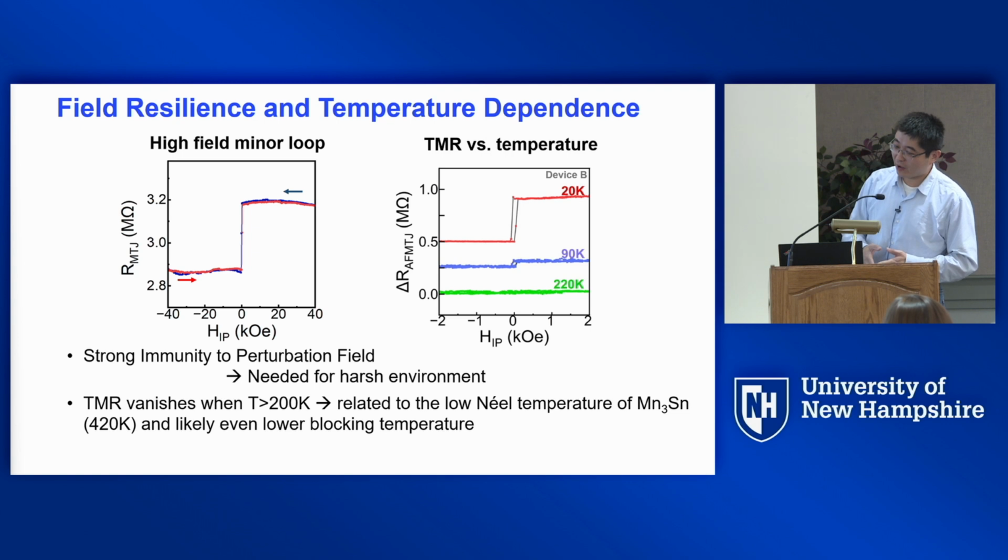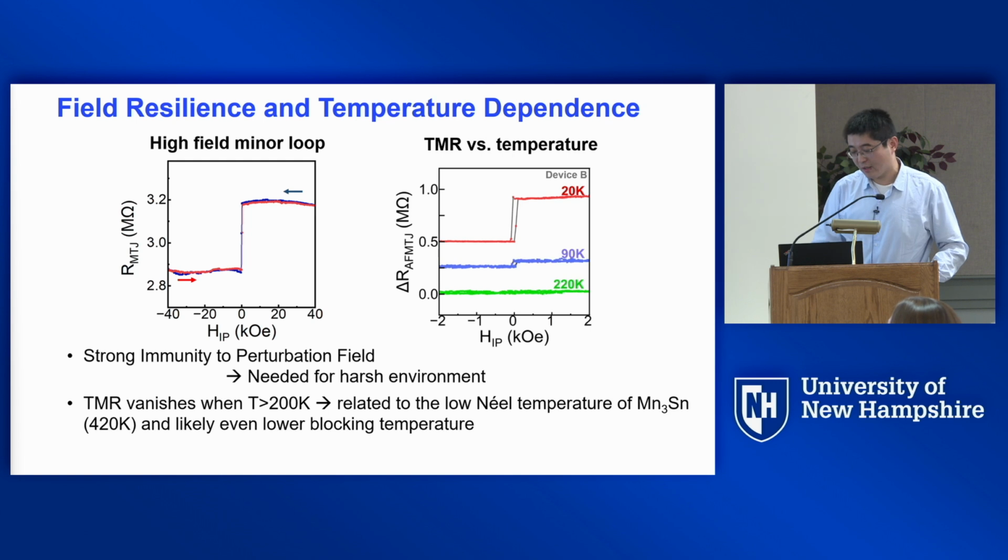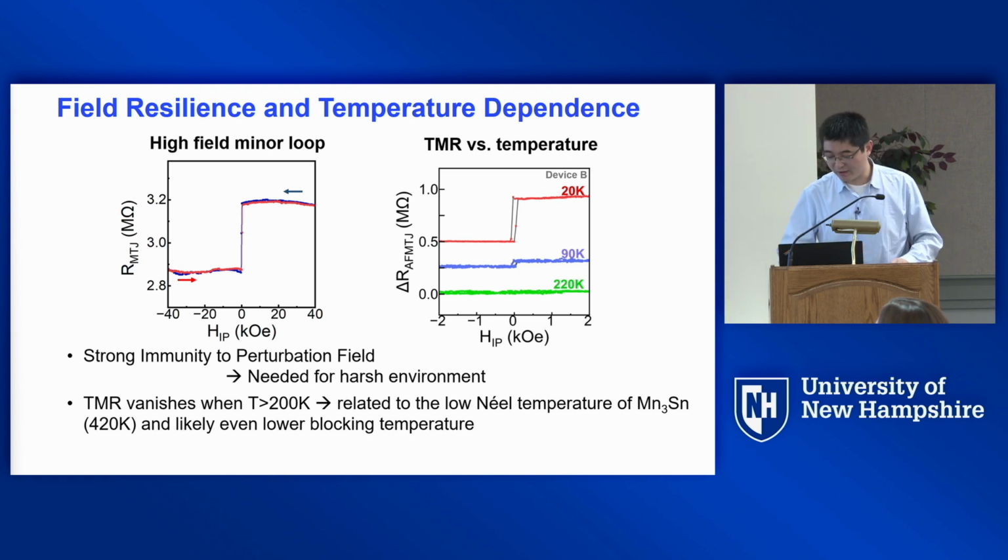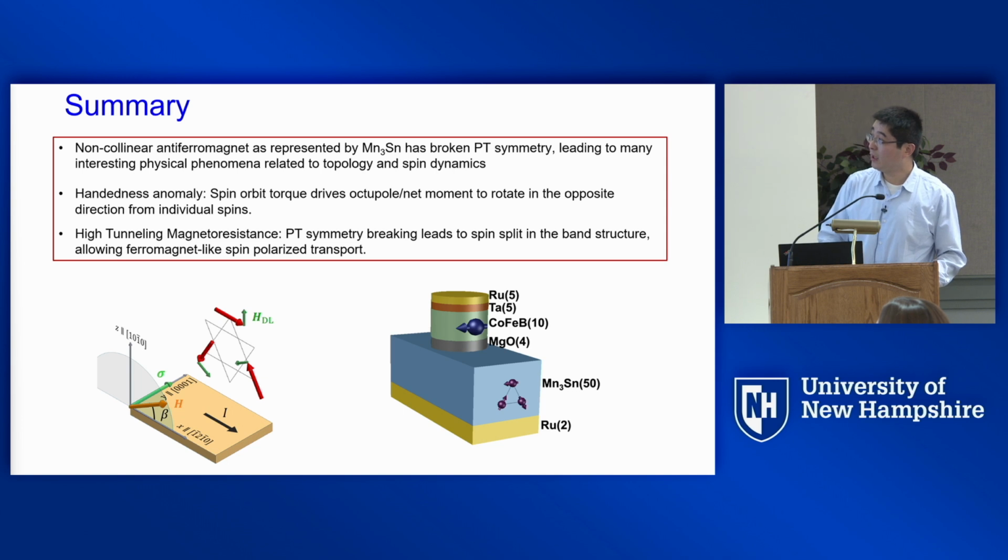So far, we are only able to get high TMR at low temperature, for example, 10 Kelvin, 20 Kelvin. But as you increase the temperature close to 200 Kelvin, this TMR suddenly disappears. So obviously there is still some optimization work that needs to be done in order to bring this effect up to room temperature. So finally, this is a summary.